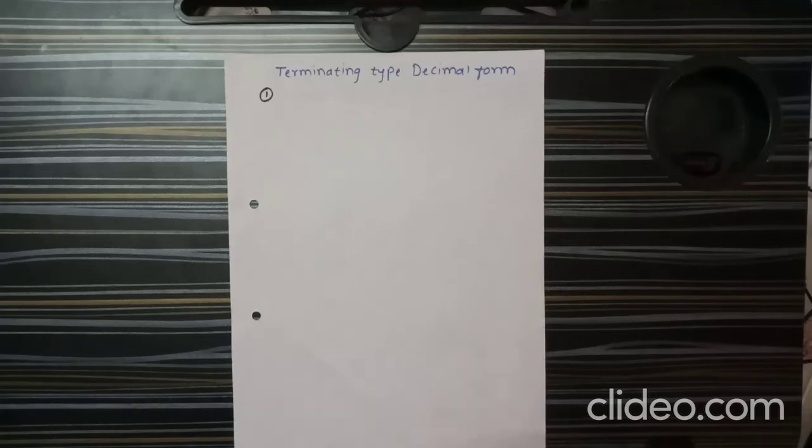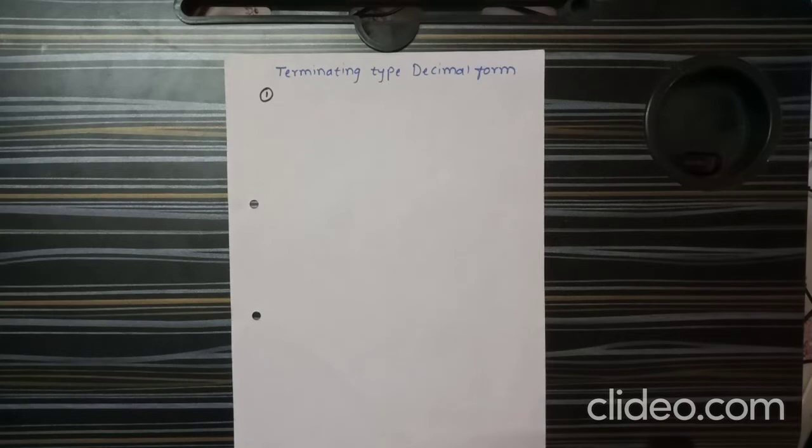Hi friends, in this video we are going to see one example to convert a given rational number into a decimal form, but that decimal form will be of a terminating type decimal form. In the last video we have seen how to convert a given rational number into a decimal form.